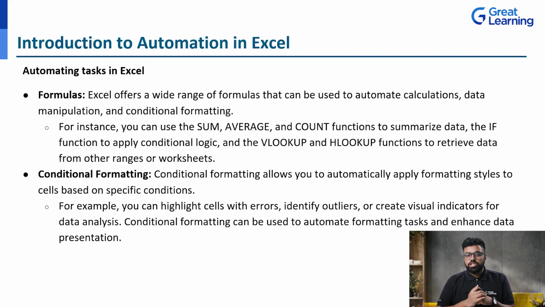Second element is conditional formatting. Now, conditional formatting allows you to automatically apply formatting styles to the cells based on the specific conditions that you input, right? Maybe you want some value that is greater than, let's say, 200 from the entire data set. You want some specific changes that you want to highlight, right? So that you can do. For example, you can highlight the cells with errors, identify if there are any outliers, or create visual indicators for your data analysis. Conditional formatting can be used to automate formatting tasks and enhance data presentation, right?